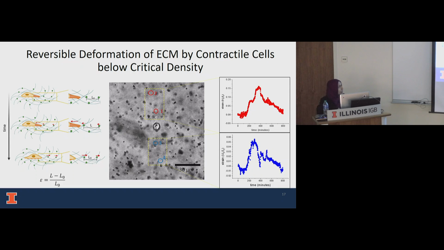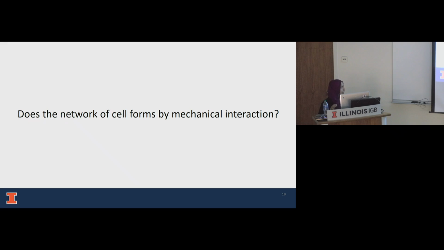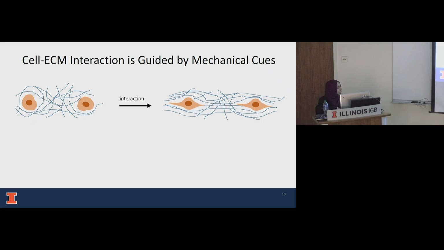All these studies then bring us to our next question: what is the role of mechanical interaction in forming these networks? To answer this question, we want to decouple the biochemical signals of cells from the mechanical signaling. As you know, when two cells are nearby in an ECM, they interact with each other not just by mechanical interaction; they also secrete a lot of biochemical factors which affect their interaction. So we want to decouple it.